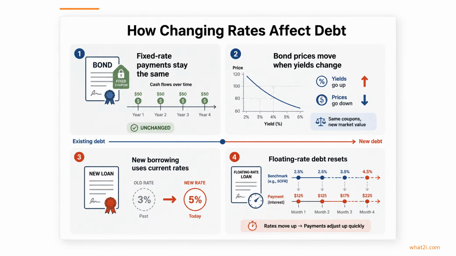Changing market rates don't affect every kind of debt in the same way. Existing fixed-rate bonds keep paying the same coupons. Their market prices move as yields change. New borrowing reflects current rates, and floating rate debt can reset fairly quickly.